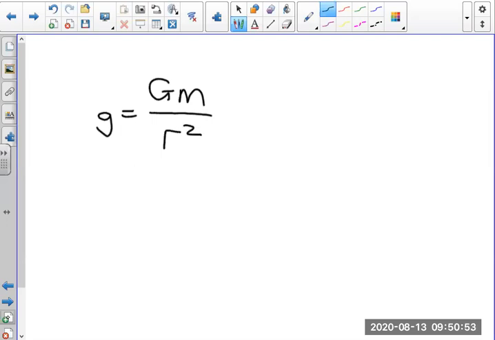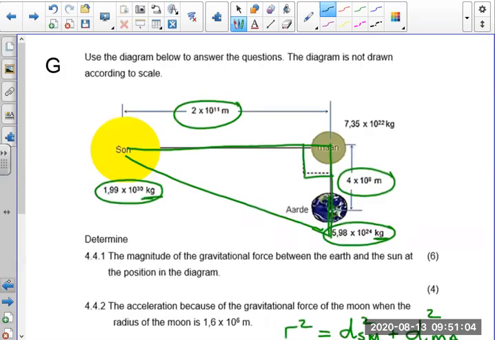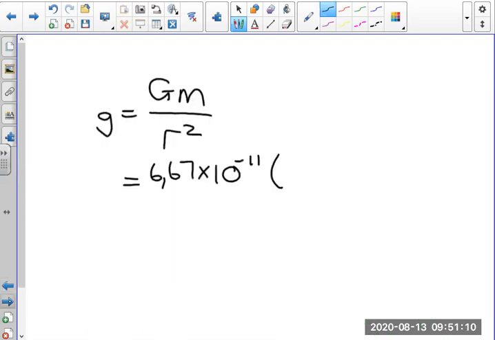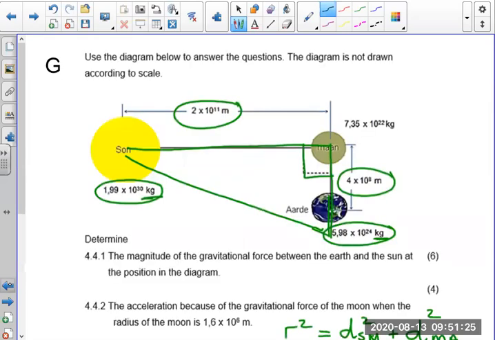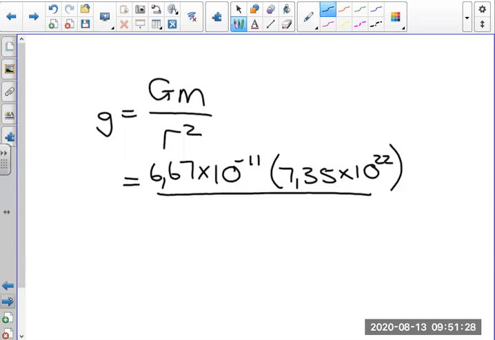Right. They want us to work out the acceleration. 6.67 times 10 to the power of minus 11 times the mass of the moon. Now let's quickly go and check. The mass of the moon is 7.35 times 10 to the power of 22. And then divide by, and then they gave us the radius in the question. And they said the radius is 1,6 times 10 to the power of 6. So 1,6 times 10 to the power of 6 to the power of 2. Don't forget about that square.